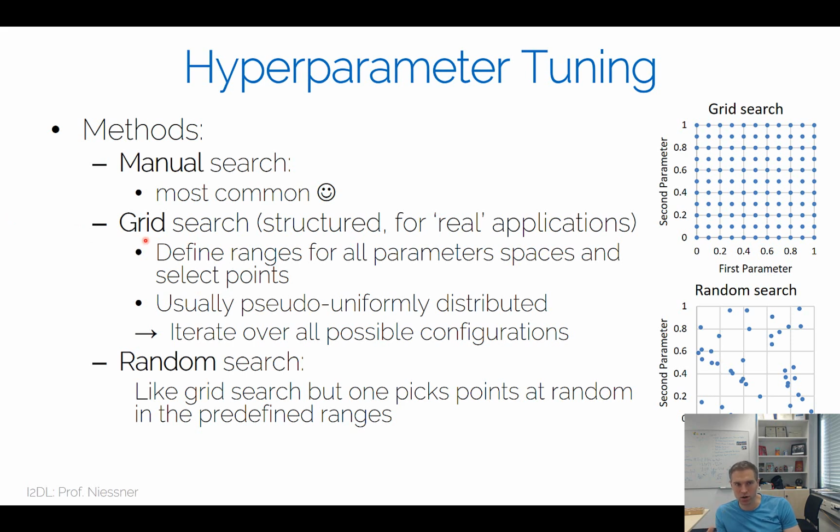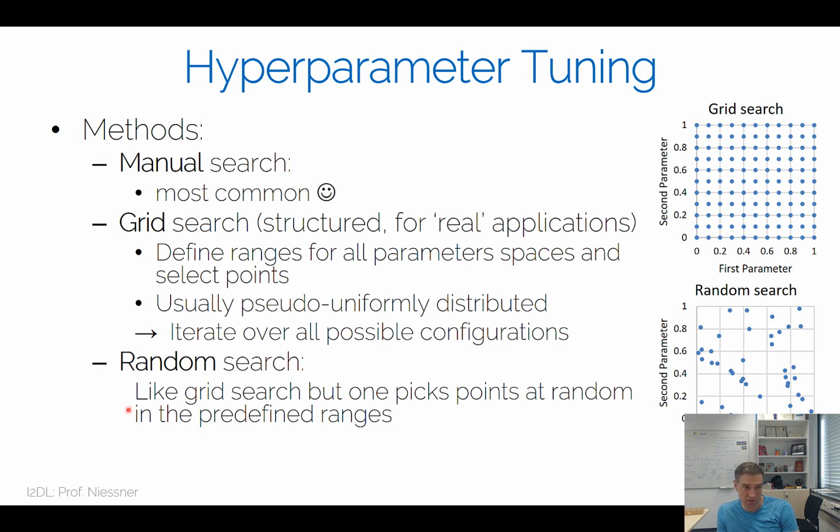Grid search means you have a structured way to go through your parameters. You need a lot of GPUs for that one, right? So grid search means it's structured. You just have a bunch of for loops. You go through a bunch of hyperparameters, check which one works best depending on the ranges of all the parameter spaces, and then you select the points accordingly. Typically, people use some sort of pseudo uniform distribution here until they iterate over all possible configurations.